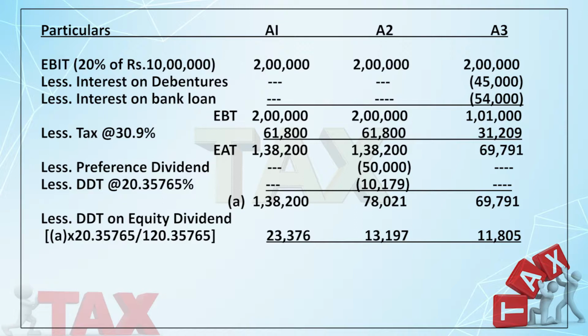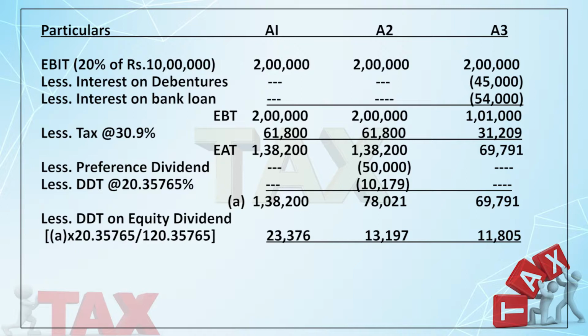In the same fashion, I am providing the dividend distribution tax on the equity dividend, which is A. A means the figure you got after deducting the preference dividend. So, A into 20.35765 divided by 120.35765. And you may ask why this is so, because this is after tax.